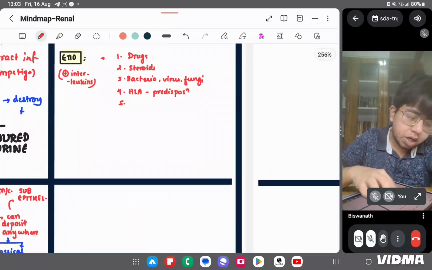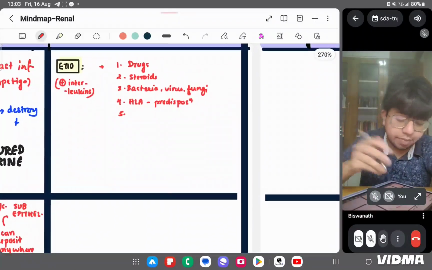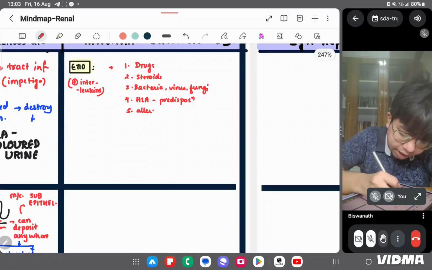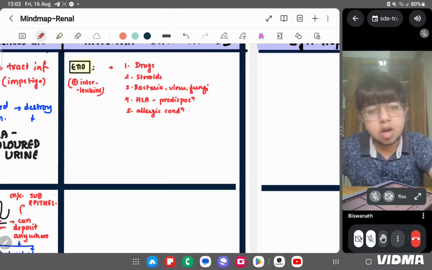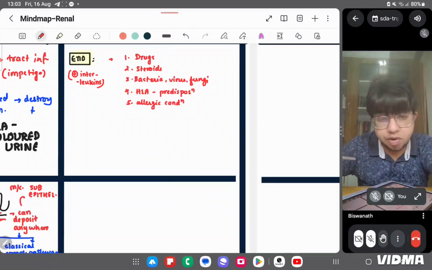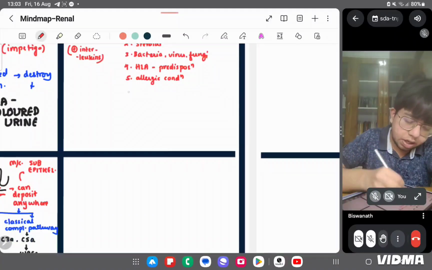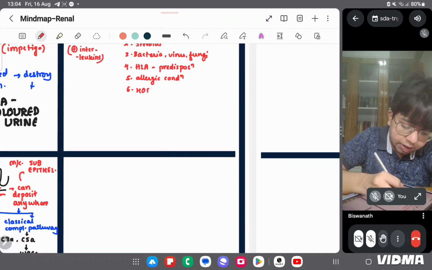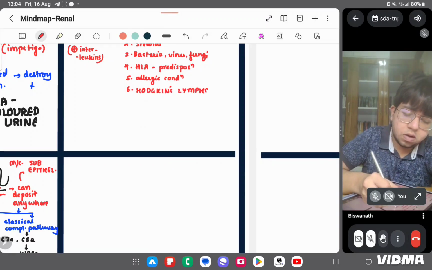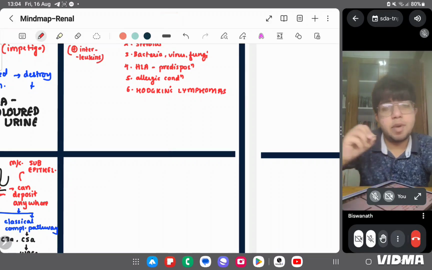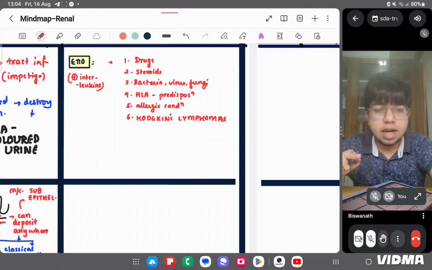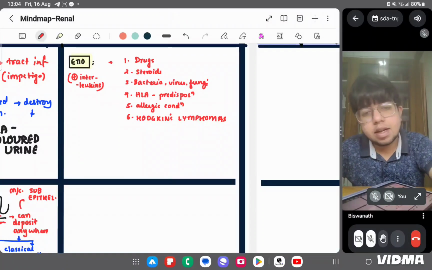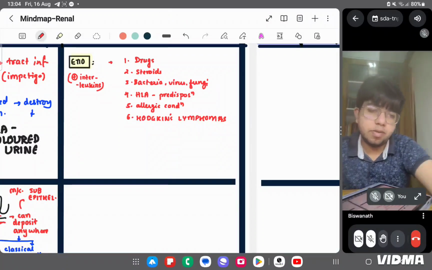Okay. Drugs, steroids, bacteria, virus, fungi, HLA predisposition. I was telling allergic conditions. Some allergic conditions may cause this disorder. Hodgkin's lymphoma also can cause this disorder. Okay, so Hodgkin's lymphomas may cause this type of disorder. Okay, understood. So this is the etiology.